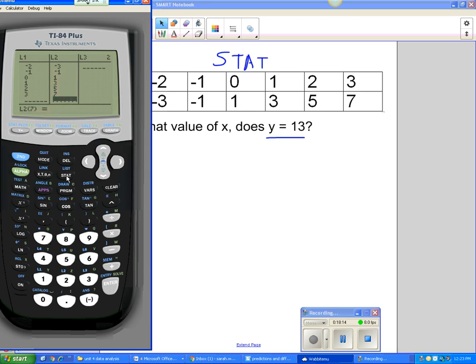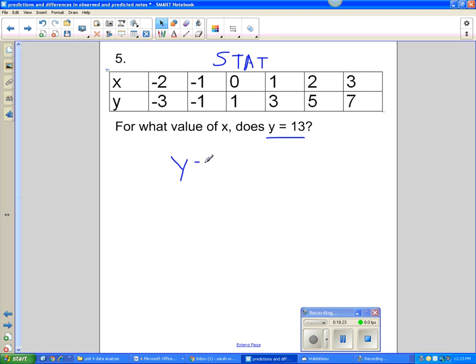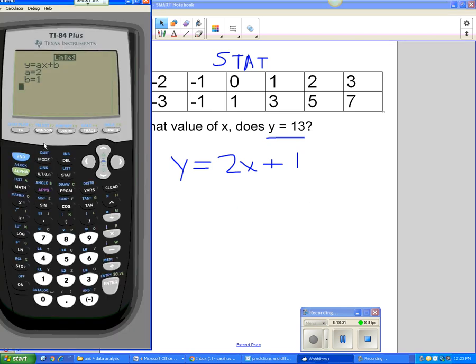Okay, hit stat again. Go over to calc, down to number 4. All right, so you get 2 and 1. So y equals 2x plus 1. Okay, so that's not bad. We're going to go to our y equals and type it in. 2x plus 1. Okay, second graph. All right, I don't want to be at 1,000. I want to start back at 0. So second table set, 0.